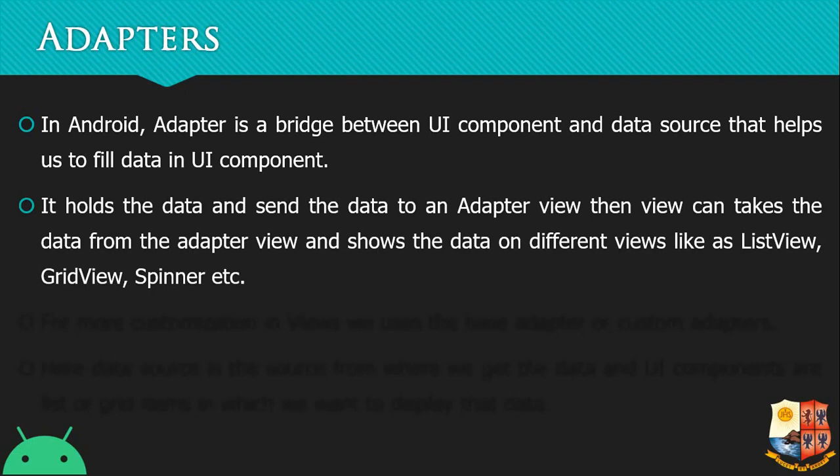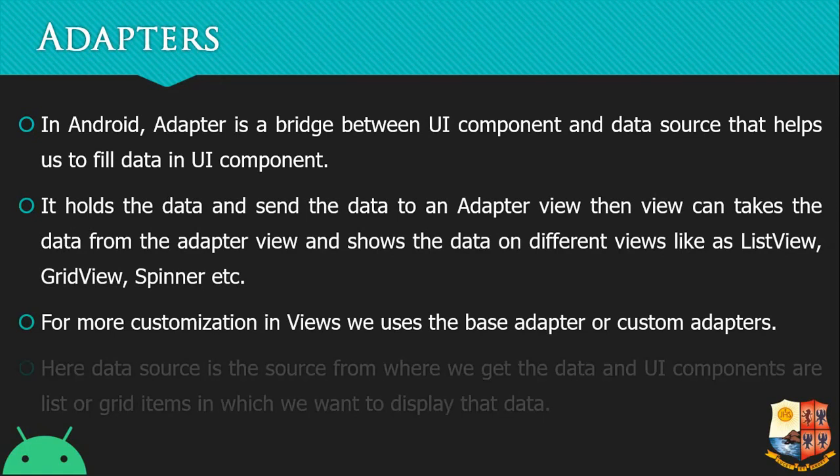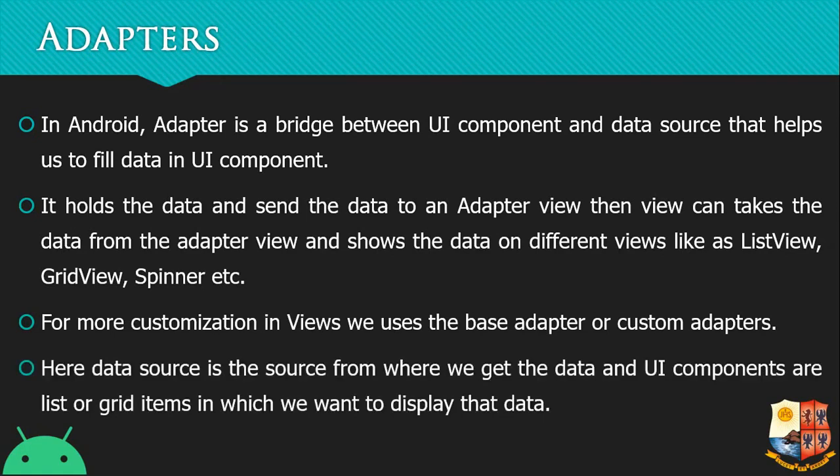It holds the data and sends the data to an adapter view. Then the view takes the data from the adapter view and shows it on different views like list view, grid view, spinner, etc. For more customization, we use a custom adapter, which we'll be doing later in our lab records. I'll show that in a recycler view later. Here, the data source is where you get the data, and UI components are the list or grid items in which we want to display that data. That is clear, I guess.